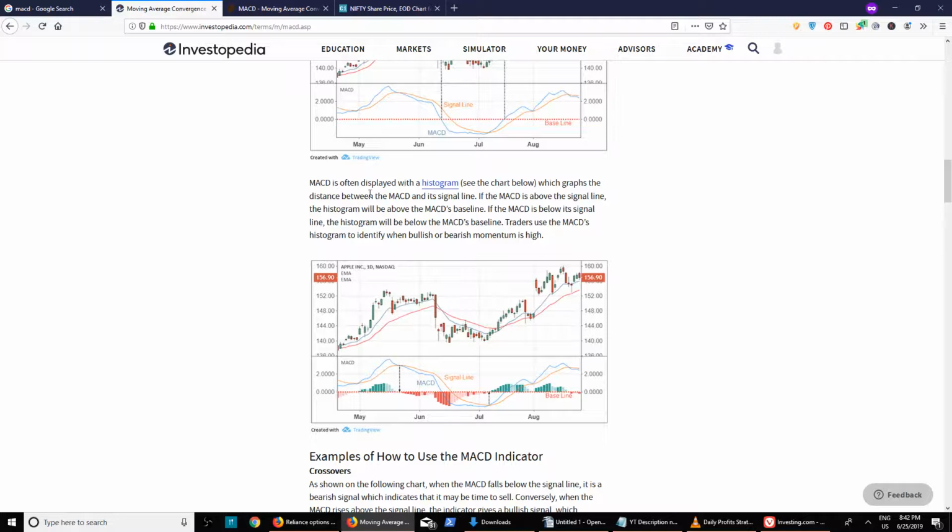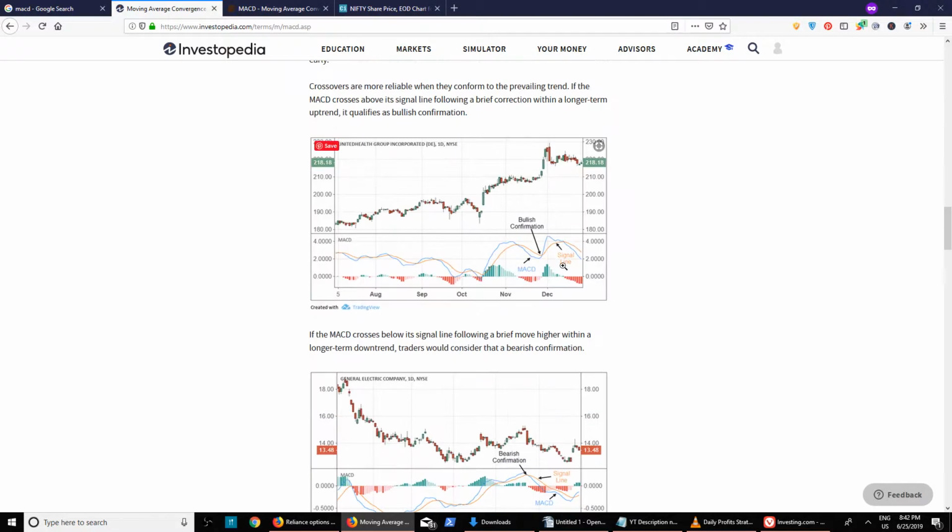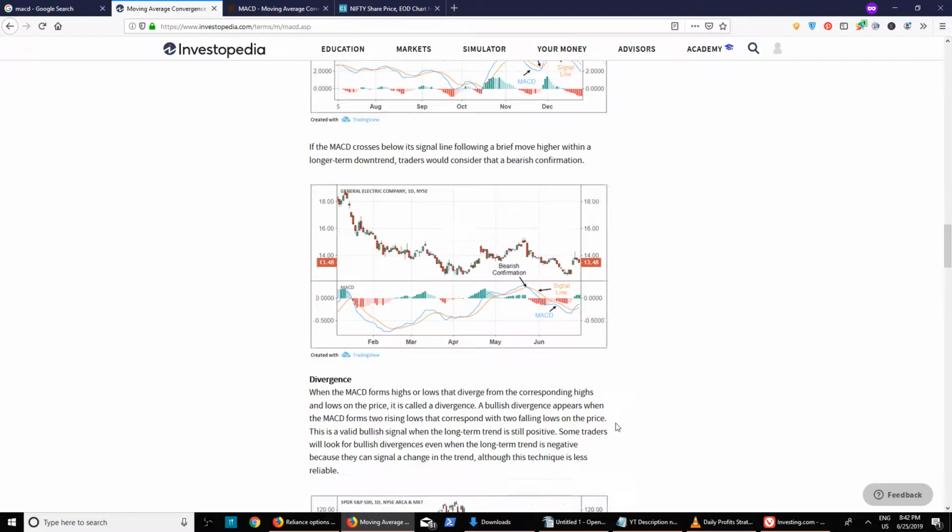So the histogram, basically the third line, is the distance between the MACD and the signal line. When the MACD is above the signal line, the histogram will be above the MACD's baseline. So traders use this histogram to identify when bullish or bearish momentum is high. There are crossovers: whenever it crosses above and goes up, it's a bullish confirmation, and whenever the MACD line crosses below the signal line, it is a bearish confirmation.